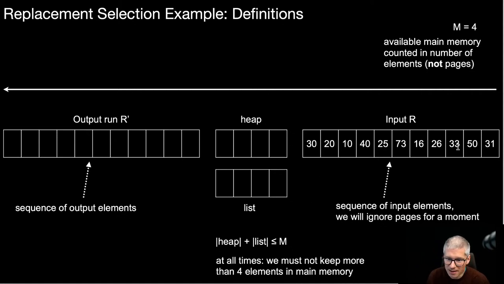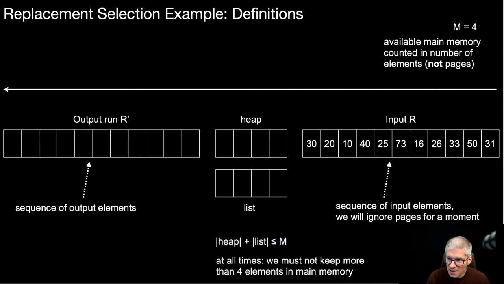So we have the sequence of input elements that are not sorted. We want to sort them. We have an output run that we want to create, that is empty currently. We have an available main memory, shown on top here, of four elements. So at all times, we can keep at most four elements. What I show in the middle here is two data structures, a heap and a list. In reality, they're fused into one structure where one part is a heap and the other is a list. The boundary between the two may be moved, but to explain the idea, I show them as two separate structures here. In order to keep the constraint that I only keep four elements at a time, this must be true: at all times, the sum of elements in those two structures must be smaller or equal to M. Then everything is fine.